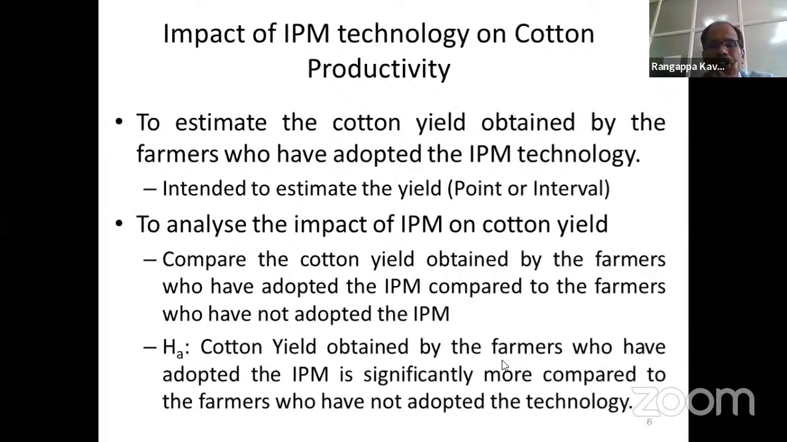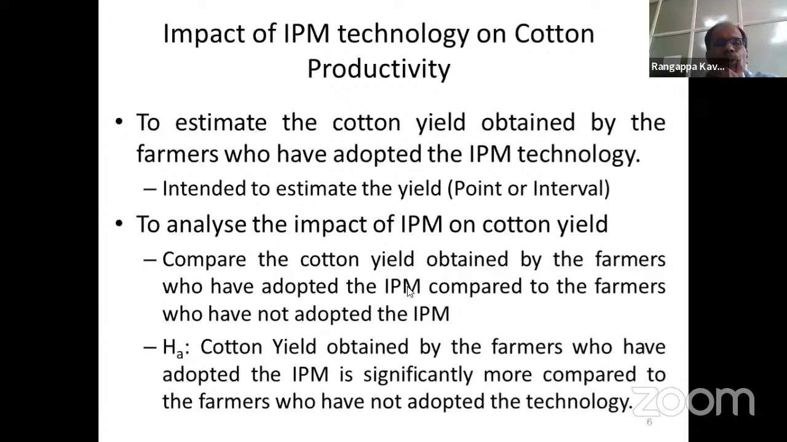And to test this, you can have the null hypothesis. The null hypothesis is that the cotton yield obtained by the farmers who have adopted IPM is not different from that of the people who have not adopted. That's it. In the alternative, there is a significant difference. In the null hypothesis, we used to say there is no difference. These are the things we could find in the alternative and null hypothesis.